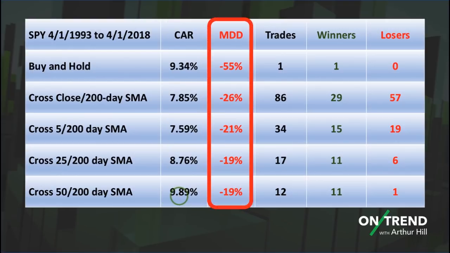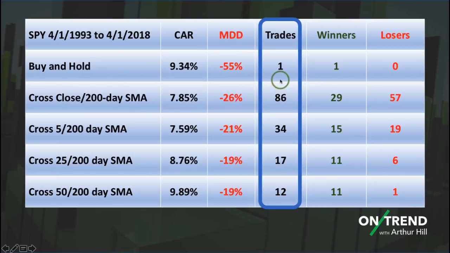And then if we look at the max drawdown, it starts out at minus 55%. But as we get fewer signals and we smooth out that first moving average, the drawdowns decrease. So we have less risk. And we're exposed to the market around 74% of the time in each scenario.